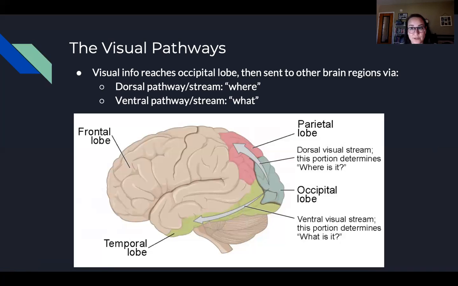This is my personal trick for keeping the dorsal and the ventral pathways separate and keeping in mind what they do. So D is for dorsal, and D is also for donde, and donde is where in Spanish. So dorsal, donde, dorsal is where. Great. Okay, dorsal is the where pathway.